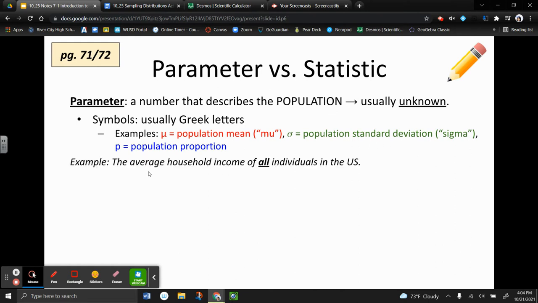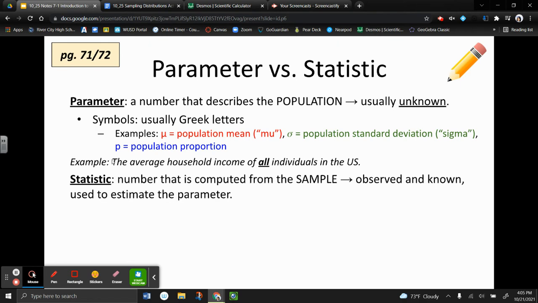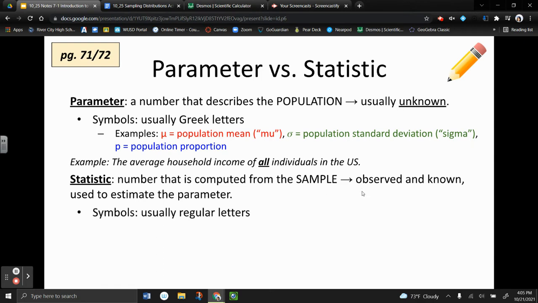For example, if we take the average household income of all individuals in the US, that's considered a parameter because it's describing the population, all individuals in the United States. A statistic is a number that is computed from the sample. Because we are computing this number, it is observed and known. We use a statistic to estimate a parameter. Since parameters are usually unknown, we use statistics to estimate them.